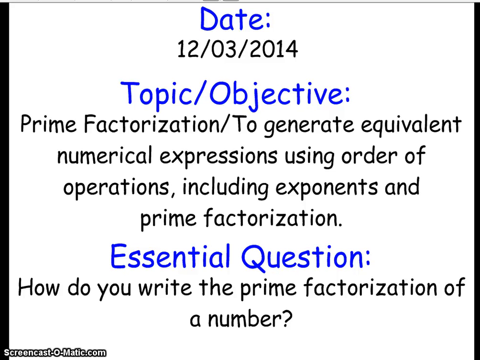All right, so today is December 3rd, 2014. The topic we're going to cover is prime factorization. The objective is to generate equivalent numerical expressions using order of operations, including exponents and prime factorization. The essential question that you should be able to answer at the end of the lesson is, how do you write the prime factorization of a number?